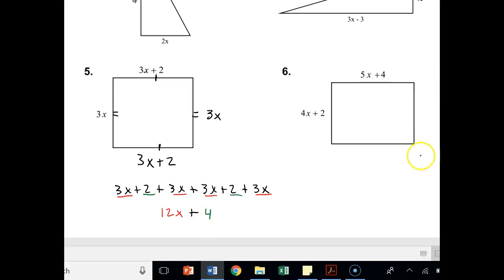All right, and number 6, you're going to want to fill in the sides first. 5x plus 4, 5x plus 4, 4x plus 2, 4x plus 2, and then solve that in Edpuzzle. That's the end of part 2.